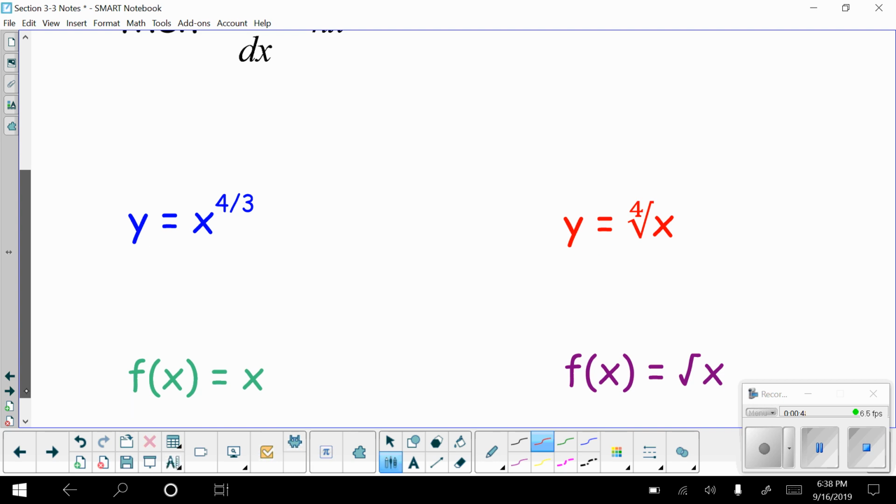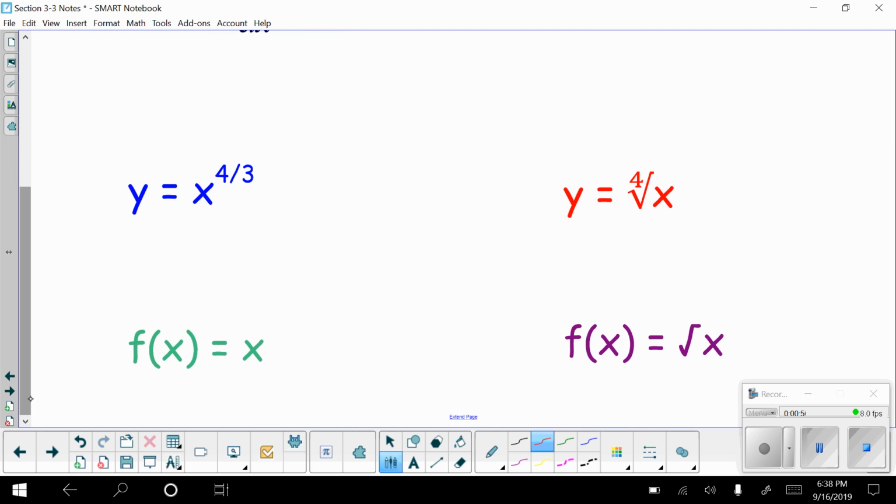So this works for pretty much any type of exponent you can think of. If you look in our textbook, it breaks it up and says, well, this works for positive whole numbers or positive integers, then negative integers, then rational numbers, then irrational numbers. But the key is this is true no matter what, as long as we have a variable base, constant exponent.